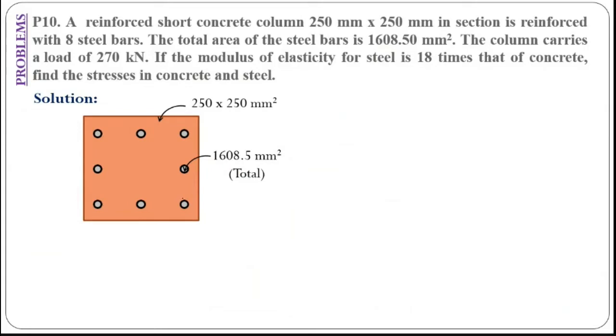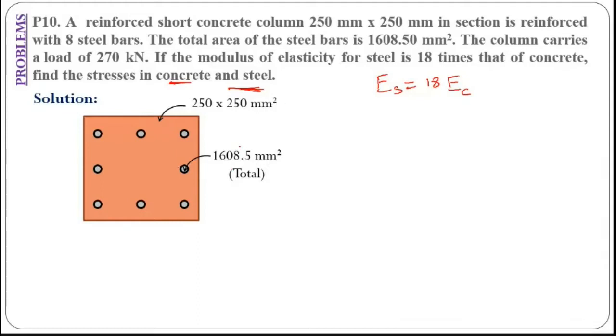Now they're asking for the stress in concrete and steel. They mentioned the Young's modulus like this: the modulus of elasticity for steel ES is 18 times EC. And they also mentioned the load. Load is 270 kilonewton. Let us identify the area for the concrete. So it is 250 into 250. Will that be the area? Will 250 into 250 minus the area of the steel bars be the concrete area?